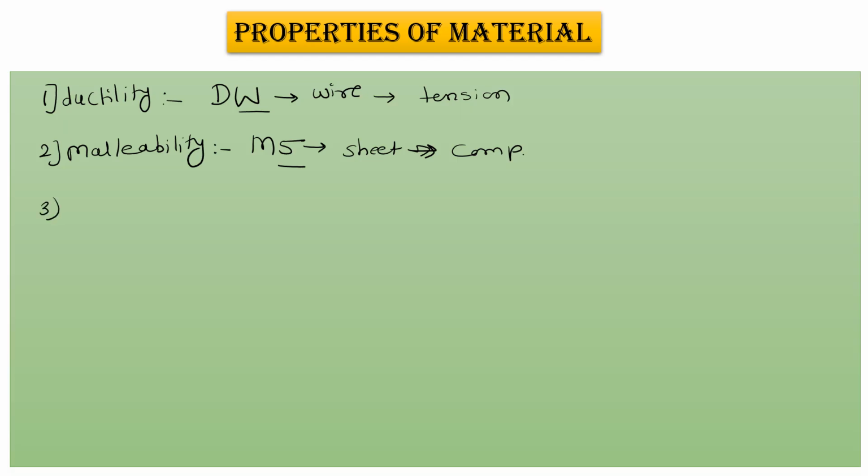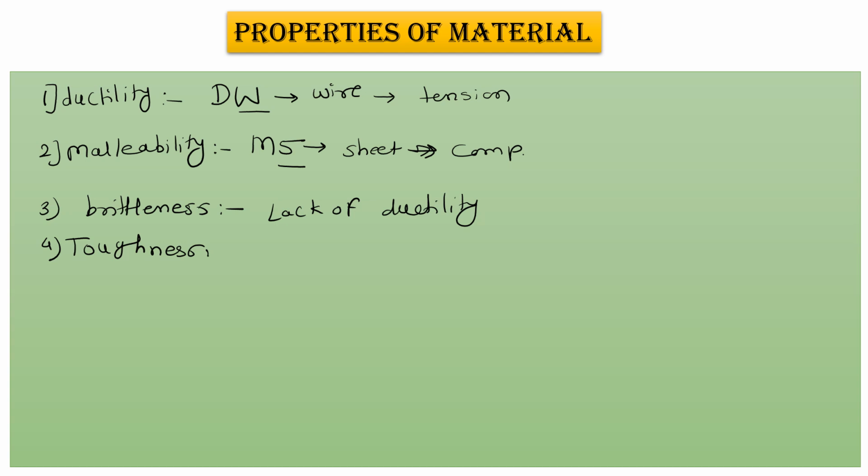Then next, brittleness. Brittleness is nothing but a lack of ductility. Then the next property, toughness. Toughness is nothing but a resistance against fracture.